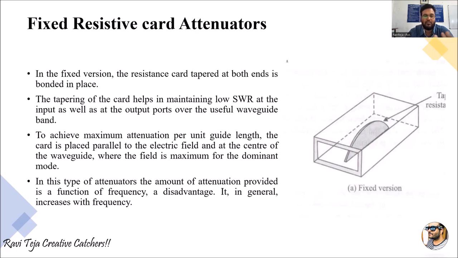What we need to know is that this is a fixed resistive card attenuator, which has a bump-like or tapered structure installed in the center of the waveguide. Whenever the wave or signal passes through that tapered structure, attenuation occurs, and mostly the attenuation depends on the frequency involved in the microwave signal. This tapered structure is always parallel to the electric field.